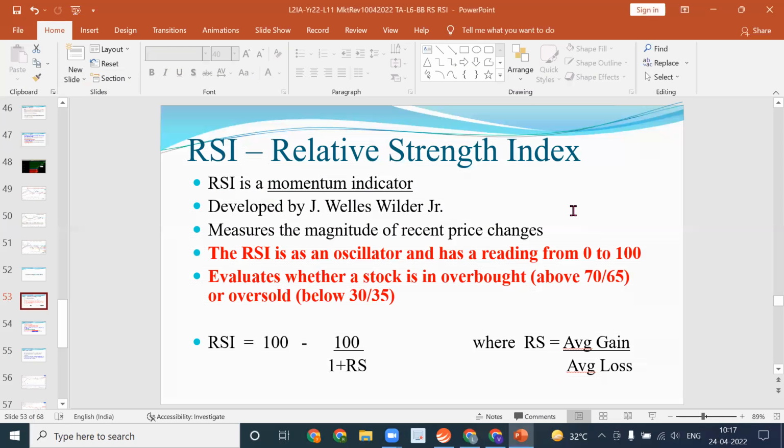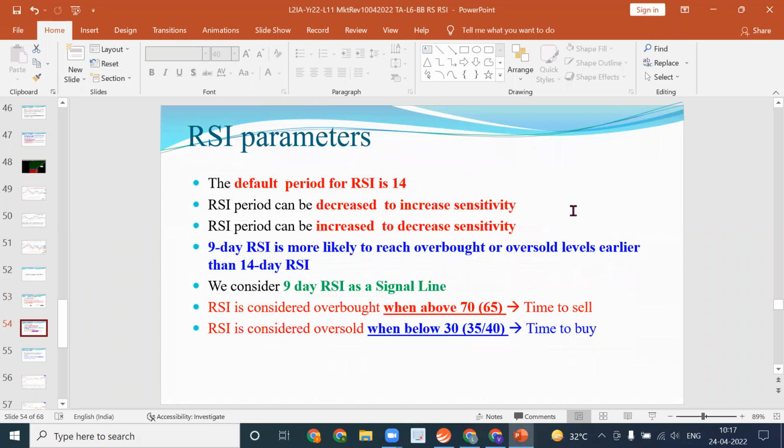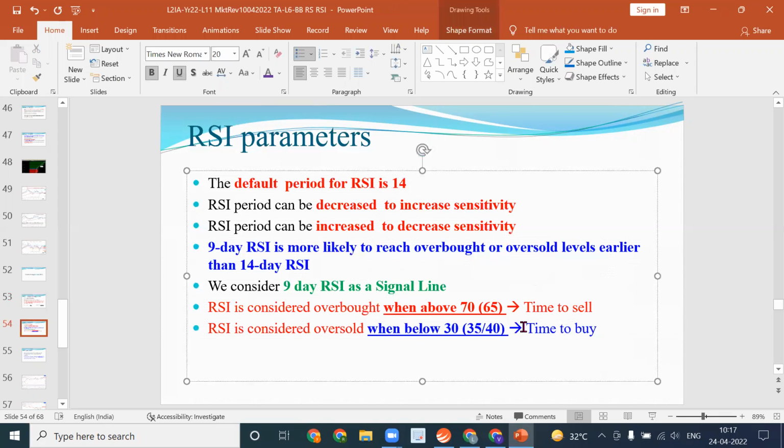Now in relative strength index, the default period is 14. If you reduce the period, you will get more sensitivity, but I would prefer to leave it at 14 only. Everyone is using 14. Some intraday traders use 9 and so on, but it is not necessary. RSI above 65, I am taking the value 65, default is 70, and RSI above 35 is the time to buy. Some people take 40 also.